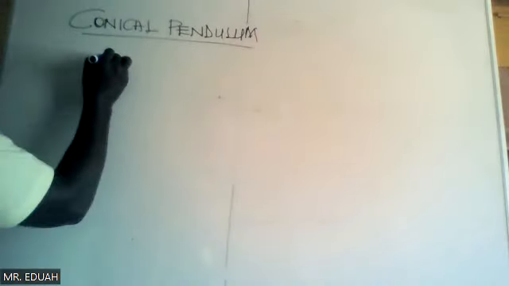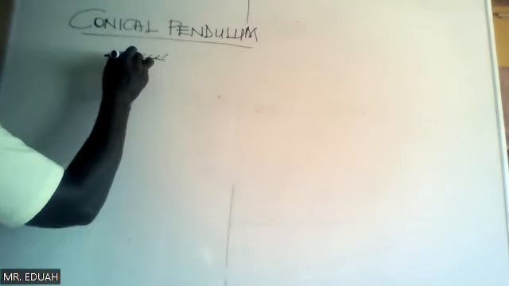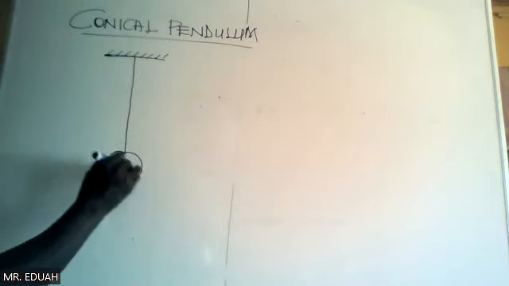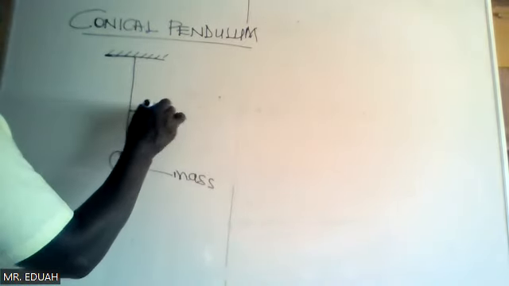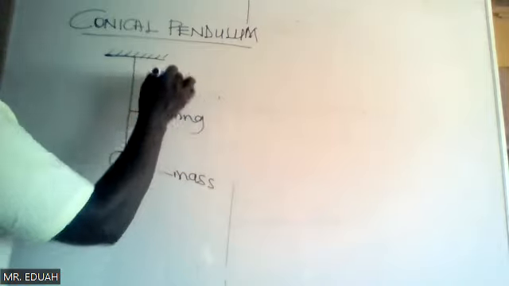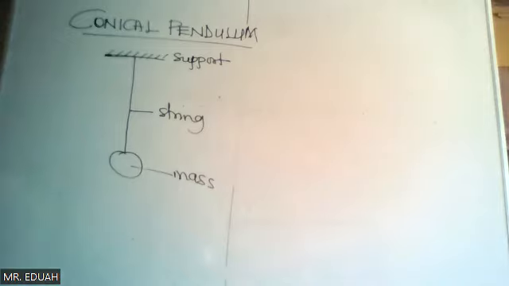Is that okay? So when I draw this, this is the support. This is the mass. This is the string. This is the support. I have a simple pendulum. Are we okay? Yes, please. All right. So, conical pendulum.